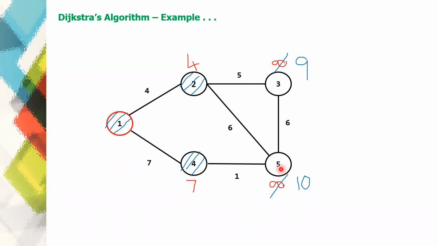Now, whether I have to update the distance of node 5 or not. For that, I'll have to perform addition of 7 with 1. 7 plus 1 is 8. 8 is less than 10. So I'm going to update the distance to 8.